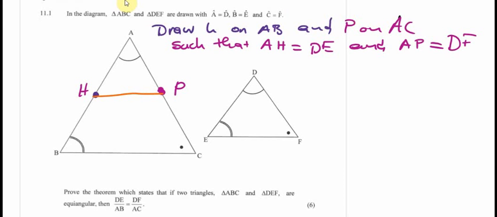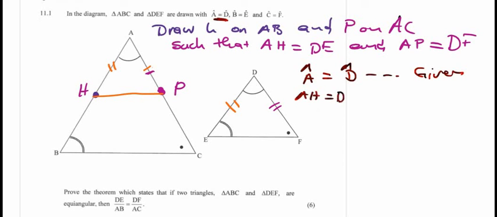As you can see, this one will be equal to this one, and this length AP will be equal to your DF by construction. So now what you have to do is just show that these triangles are similar. So you can say that your angle A is equal to your angle D. It's given. And then you can say that your AH equals DE, and your AP equals DF. Both of these are by construction.